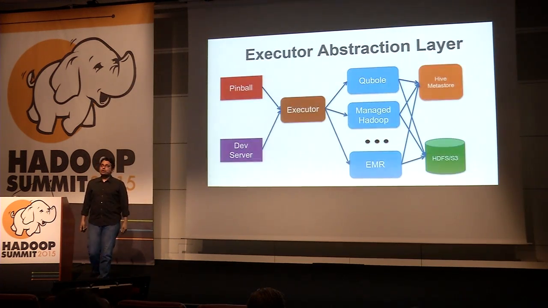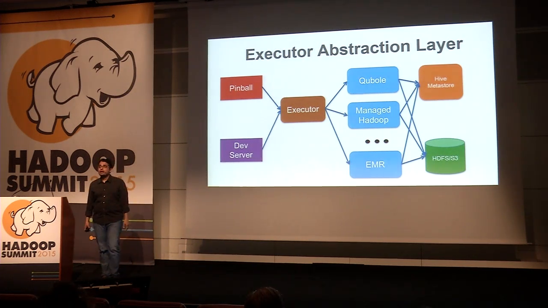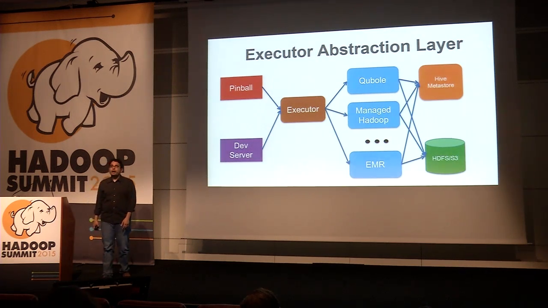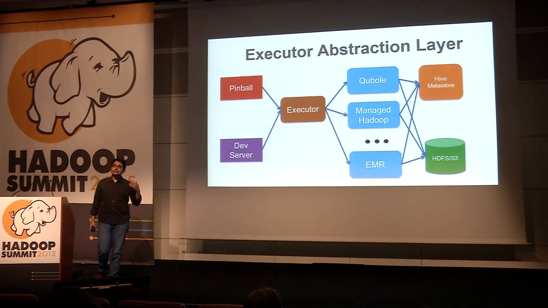And then the fourth design choice that we made was building this executor abstraction layer. When we started building this platform, we were using EMR, Elastic MapReduce from Amazon, for Hadoop. EMR works well with S3. It plays well with Spot instances. And it was reasonably stable. But as we started scaling up our Hadoop clusters, it was not very reliable.